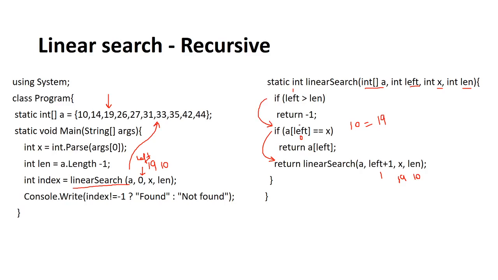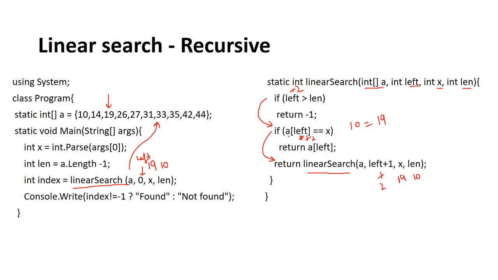Is the a of 1, now the index is 1. If the a of 1, that is 14, is equal to 19, x, no. Go outside and again do the search with the new value left plus 1. So left is 1, now the left value is 2. The x is same, the length is same, go back again with a new value. Now the left is 2. Is 2 bigger than length? No, go outside. Is a of 2, what is that a of 2? A of 2 is 19. Is a of 2 equal to x, that is 19?